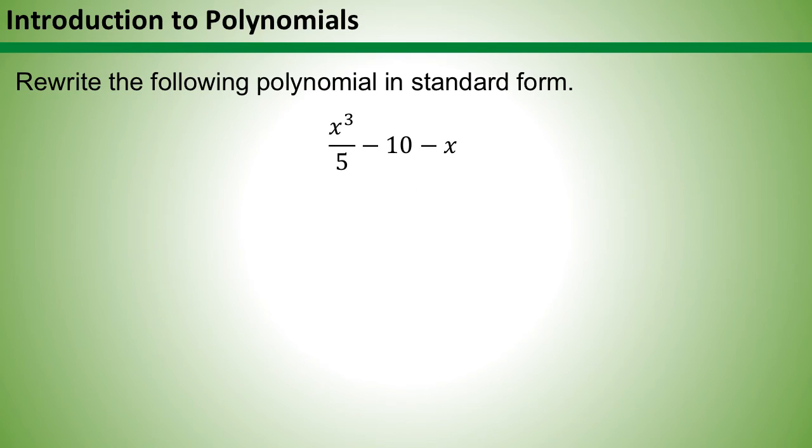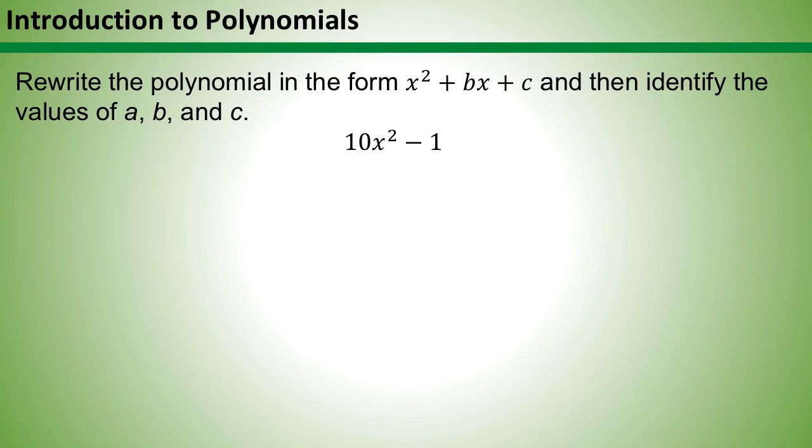Here's another one. This time x cubed is my biggest exponent. It's okay that there's a 5 under it. I can have a number in the bottom. I can't have an x in the bottom. Minus x is going to go next. Minus 10 is going to go last. That would be the standard form of this equation.